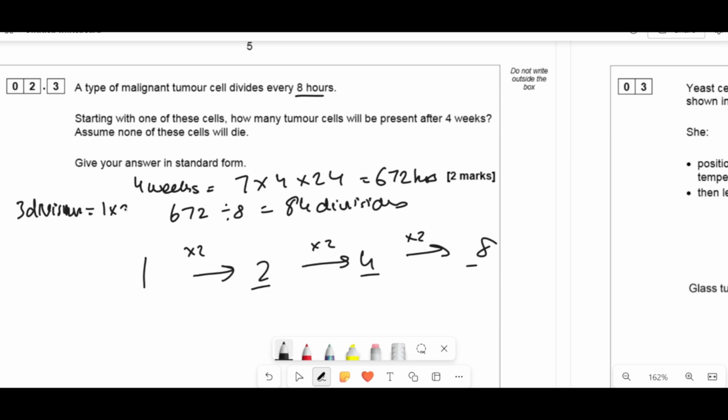So it was 1 times 2 to the power of 3. If I have 84 divisions, it's going to be 1 times 2 to the power of 84, surely. And that is exactly what it is. So you would do 2 to the 84, and you get a nice, lovely answer of 1.934 times 10 to the 25. Ideally, we should try and stick to the number of significant figures, or at least maybe one after, for what they've given us. So I'm going to just keep it as 1.9 times 10 to the 25.